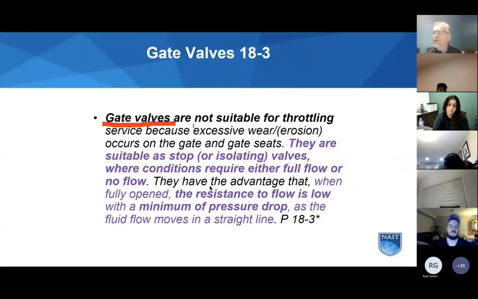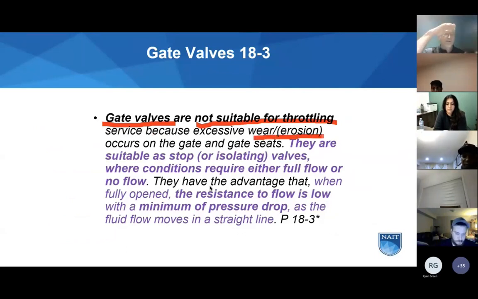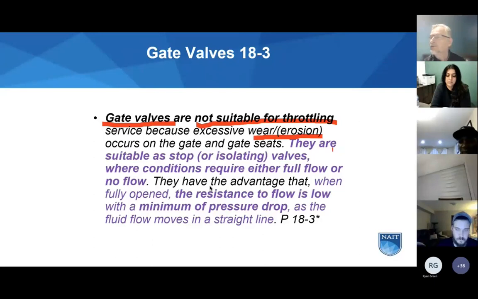Also talked about it being usually fully closed or fully open, not that suitable for throttling. He did talk about it could be in an emergency, but not designed for it. One of the reasons is the design will wear and erode if the gate is not completely out of the flow. So gate valves are normally fully open or fully closed. Because of that, they are suitable as a stop or isolating valve.